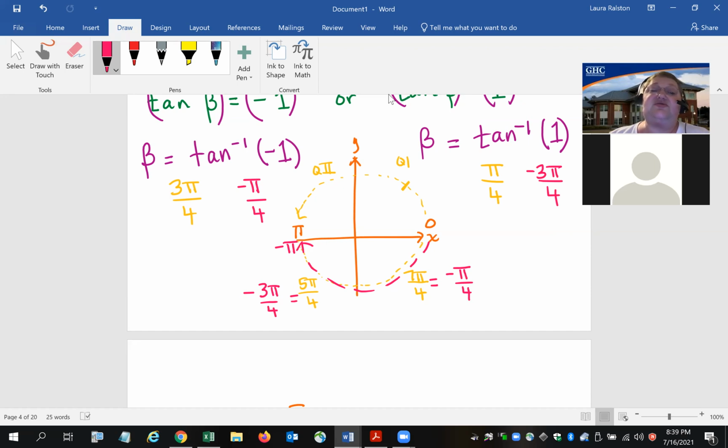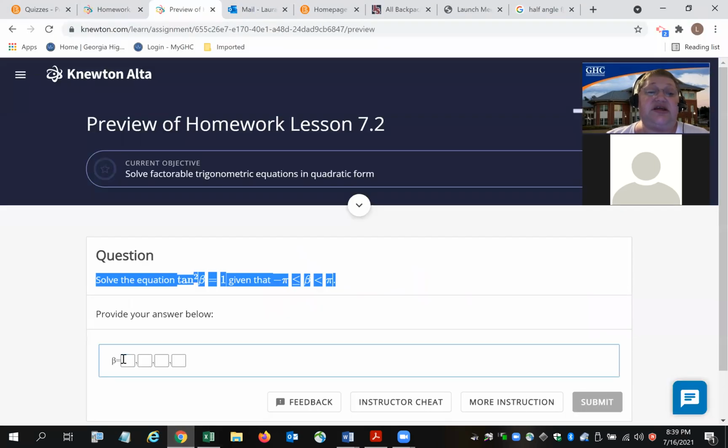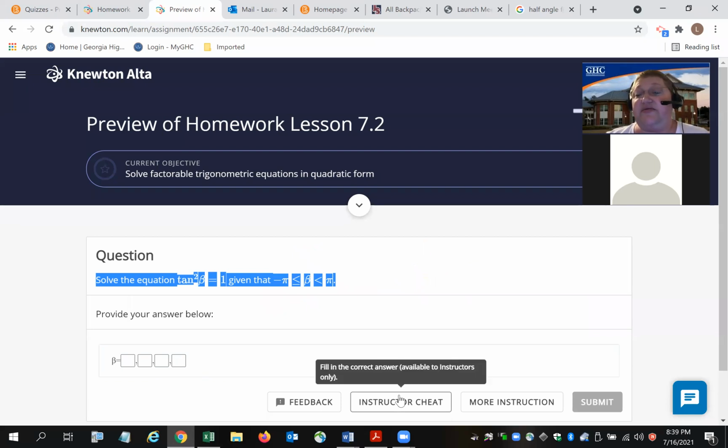So your answers are 3 pi force, negative pi force, positive pi force, and negative 3 pi force. And I wouldn't think in terms of Newton, it wants you to put in the 4 answers, and I don't think the order that you put them in would matter.